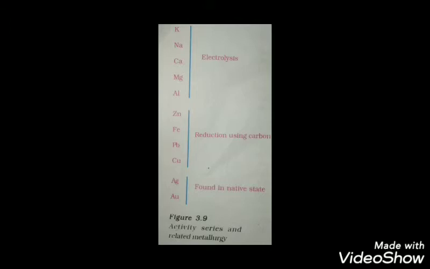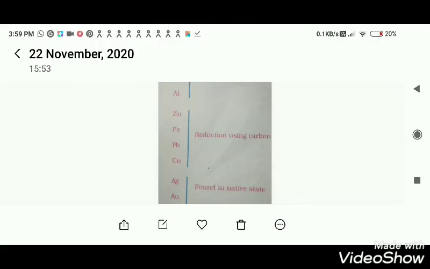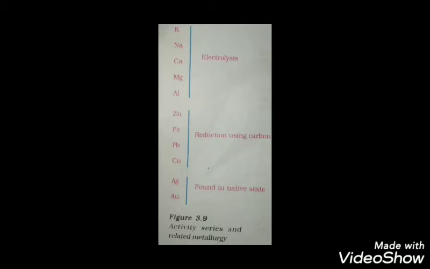Copper and silver are also found in the combined state as their sulfides, oxides. Like that we can get copper and silver. But gold is purely got in the free state in nature. The metals at the top of the reactivity series like potassium, sodium, calcium, magnesium, aluminum, you can observe there, children, are so reactive that they are never found in nature in the free state.